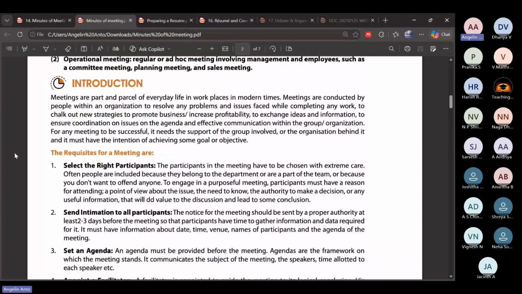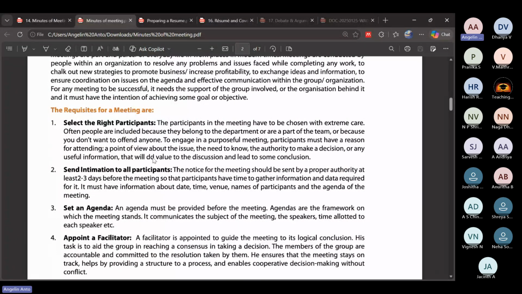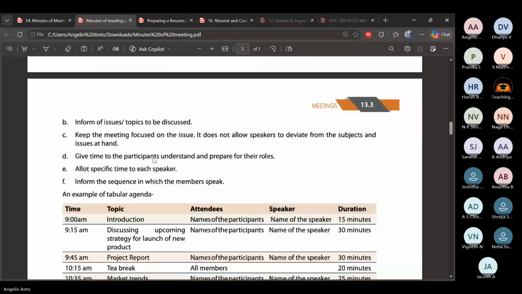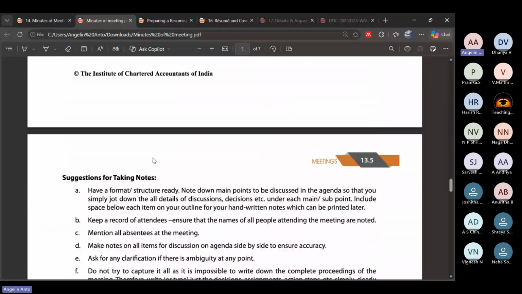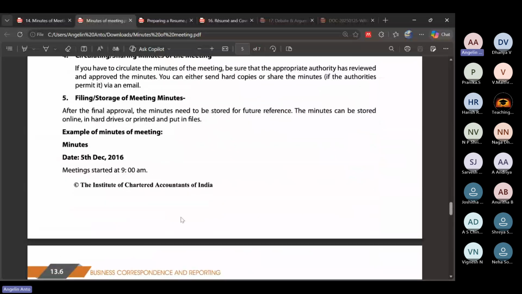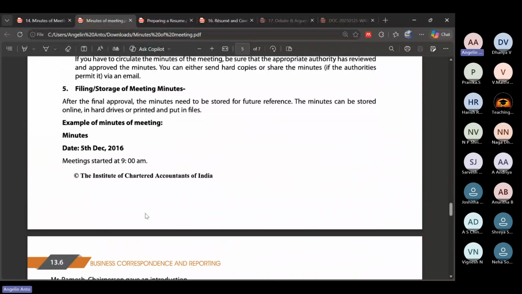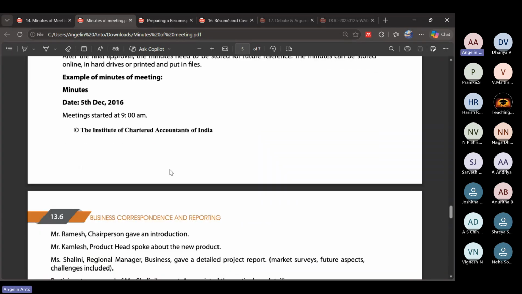So introduction. Select the right participants. All this is yapping. Now, before we start this, this is our general format. So the first thing you would do is write the date and the start time. Your date and start time are very important. Maybe give a heading like this is the meeting talking about this, and then minutes. Date is this, started at this, okay?